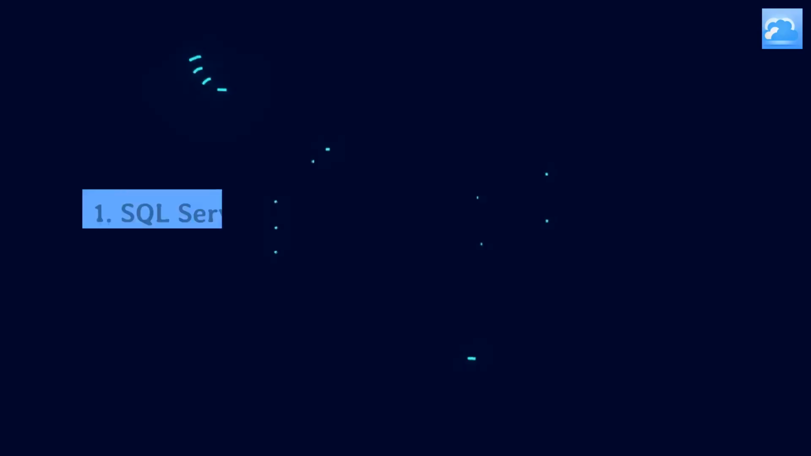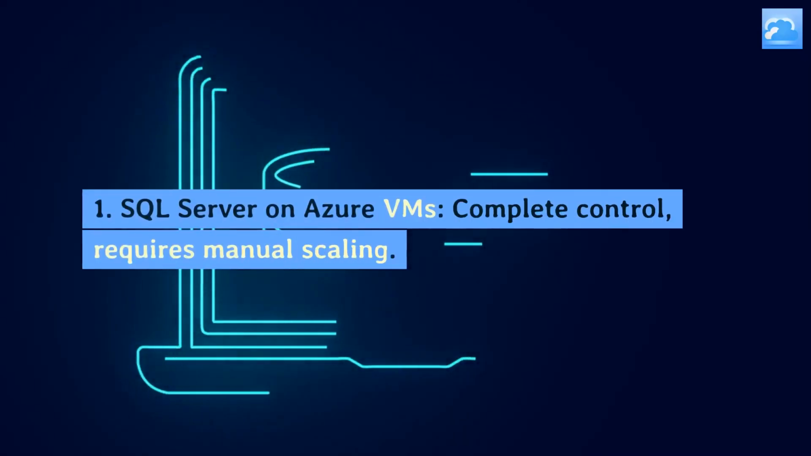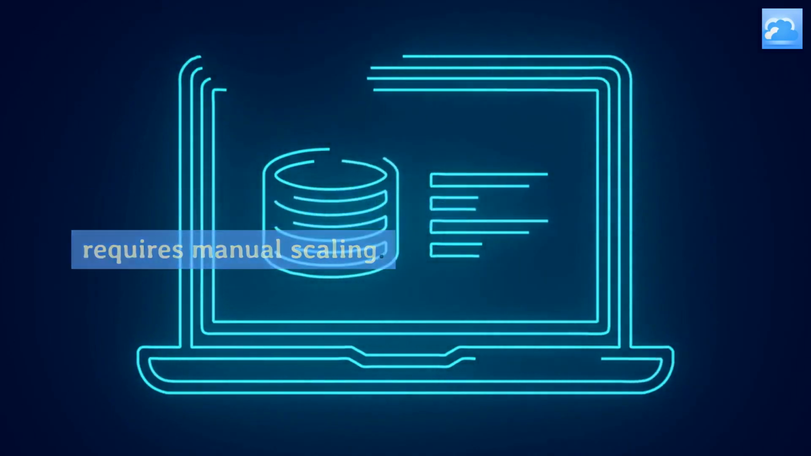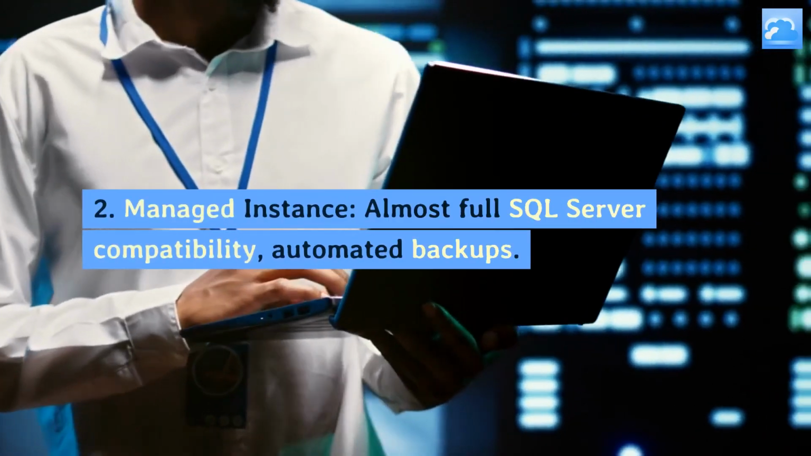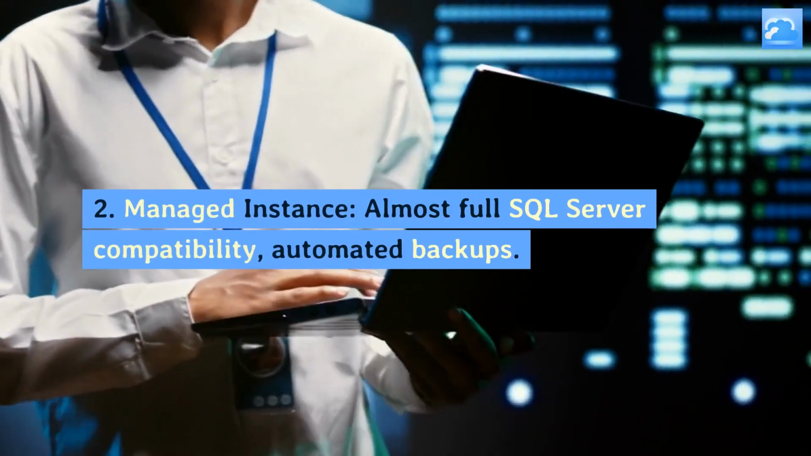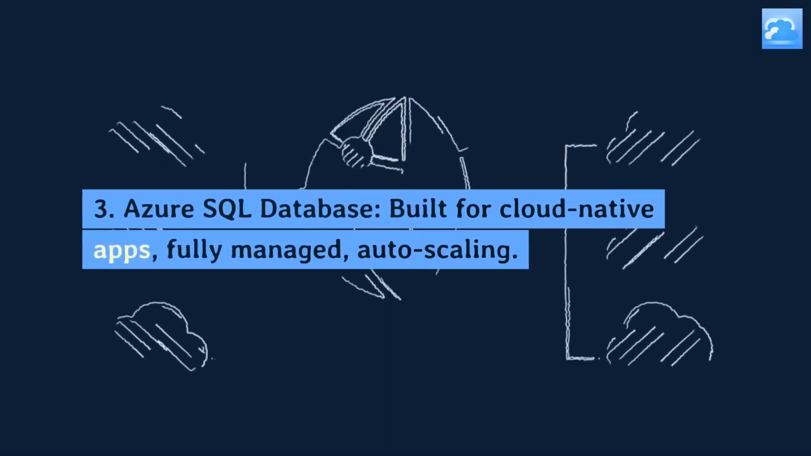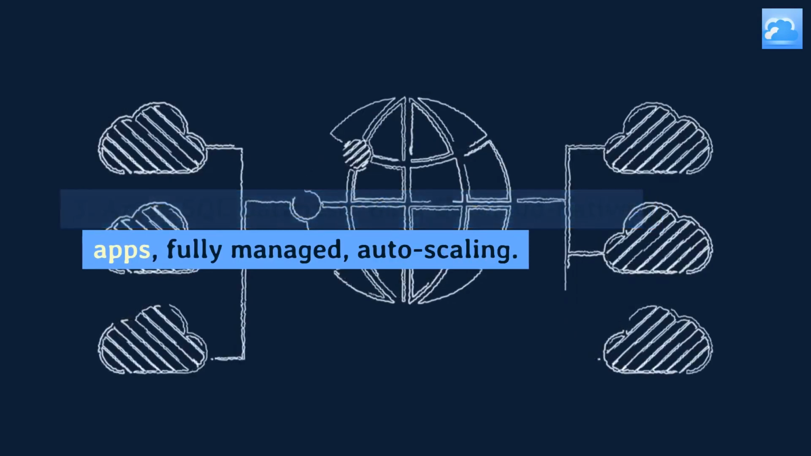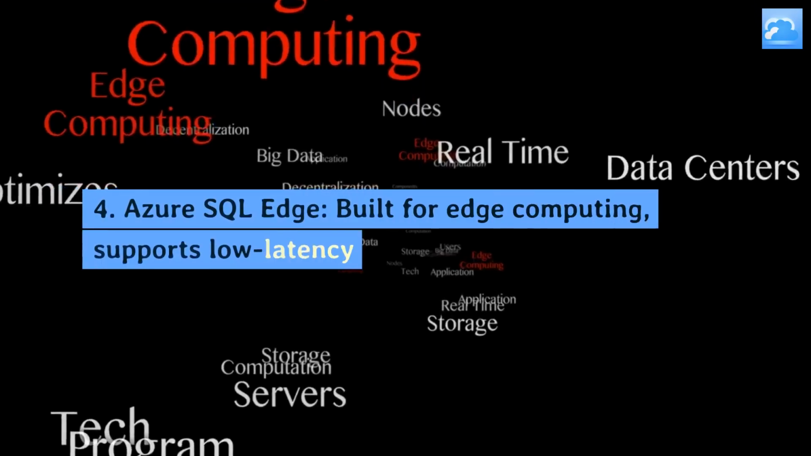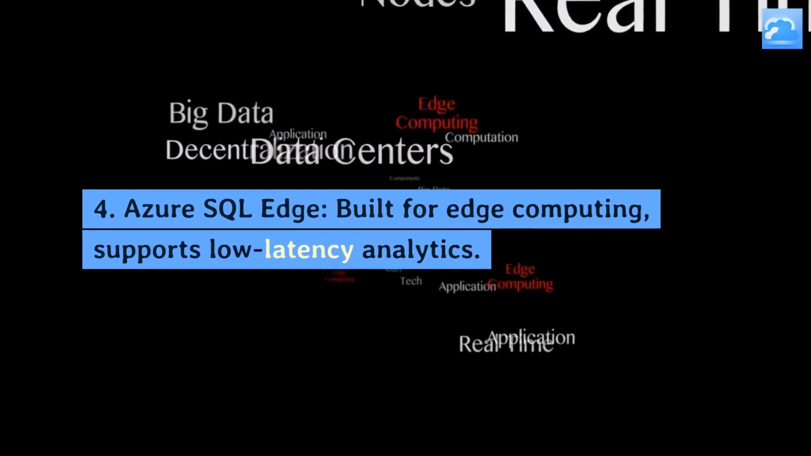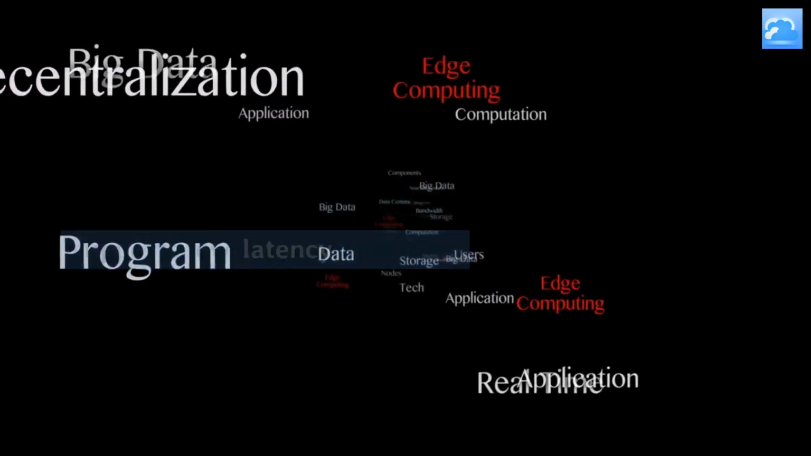Comparison. 1. SQL Server on Azure VMs. Complete control. Requires manual scaling. 2. Managed instance. Almost full SQL Server compatibility. Automated backups. 3. Azure SQL Database. Built for cloud-native apps. Fully managed. Auto-scaling. 4. Azure SQL Edge. Built for edge computing. Supports low-latency analytics.